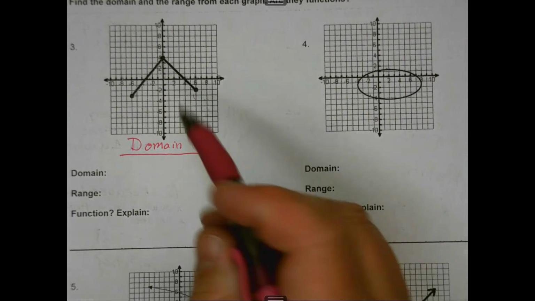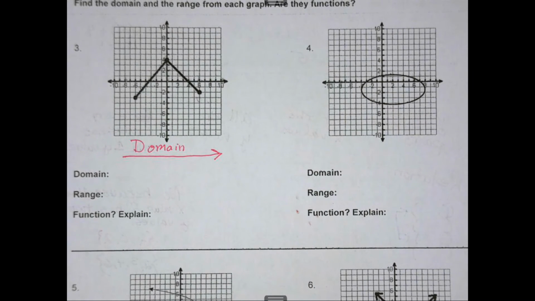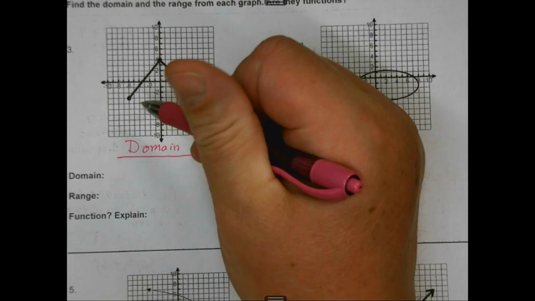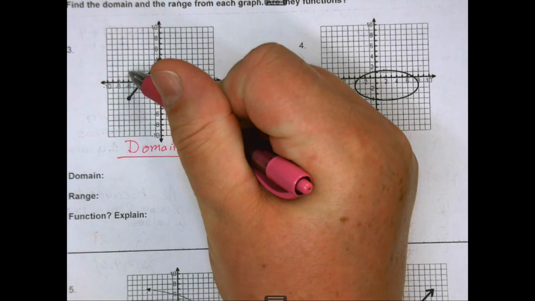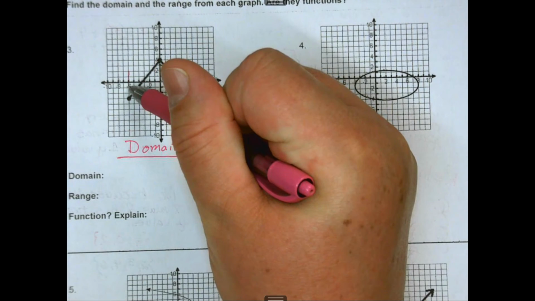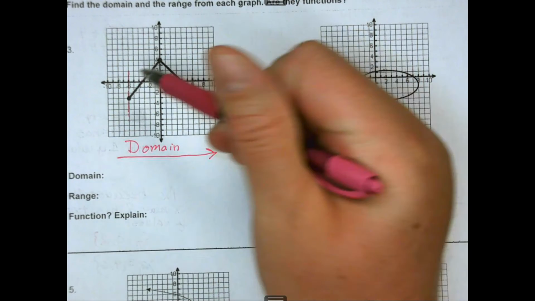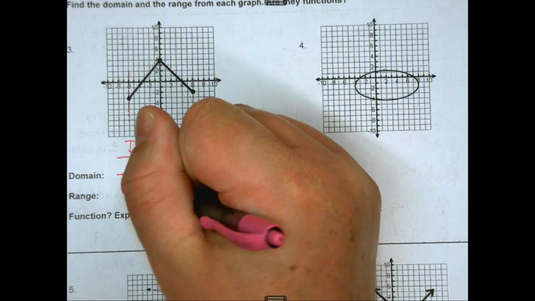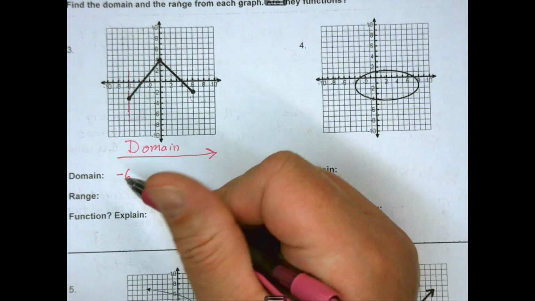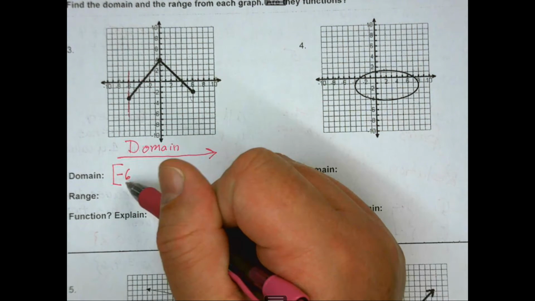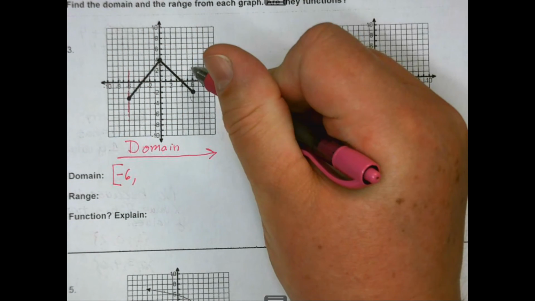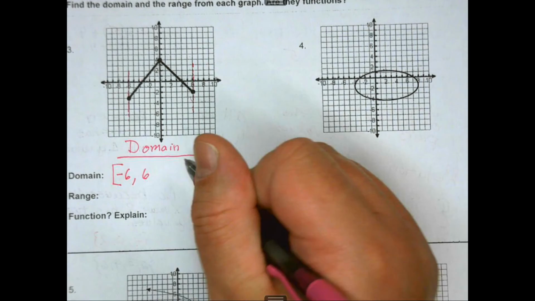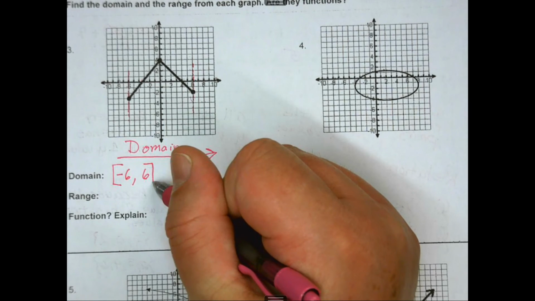So if I'm looking at this continuous function, this relation, I'm going to look at those x values on the x-axis. It starts at -6, I'm sorry, -6. And if you notice, it's got a solid dot there, so I'm going to use a bracket to include the -6. And then it stops at +6. Again, it's got the closed circle, so I'm going to use a bracket.